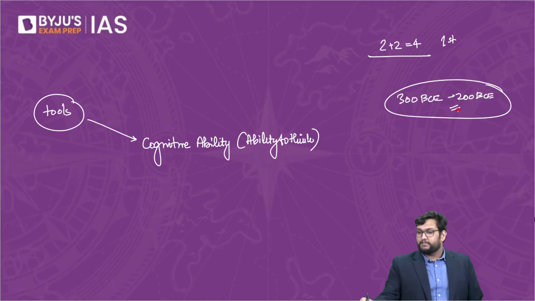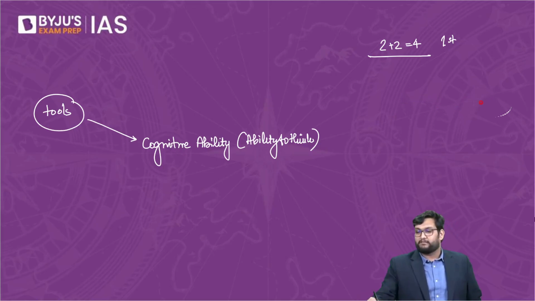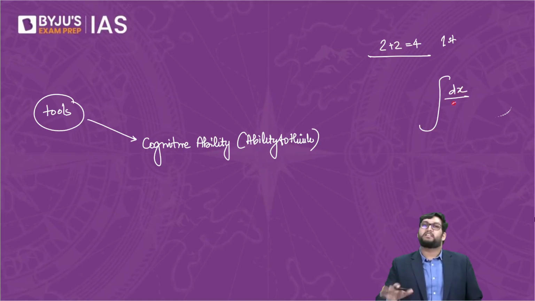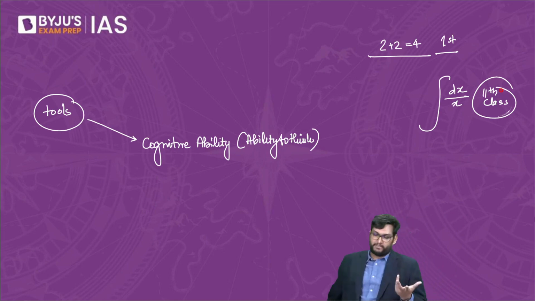And if I make it even more difficult, I go and do something like this. I don't even know what I've written, but I just know it's an integration sign. So integration, differentiation, the difference between a first class and an 11th class student is cognitive ability.